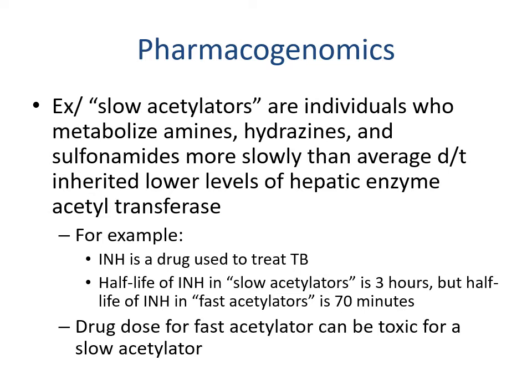To give you an example, slow acetylators are individuals who metabolize amines, hydrazines, and sulfonamides more slowly than average due to inherited lower levels of the hepatic enzyme acetyltransferase. For example, INH is a drug used to treat tuberculosis. The half-life of INH in slow acetylators is 3 hours, but the half-life of INH in fast acetylators is 70 minutes. The drug dose for fast acetylators can be toxic for a slow acetylator.